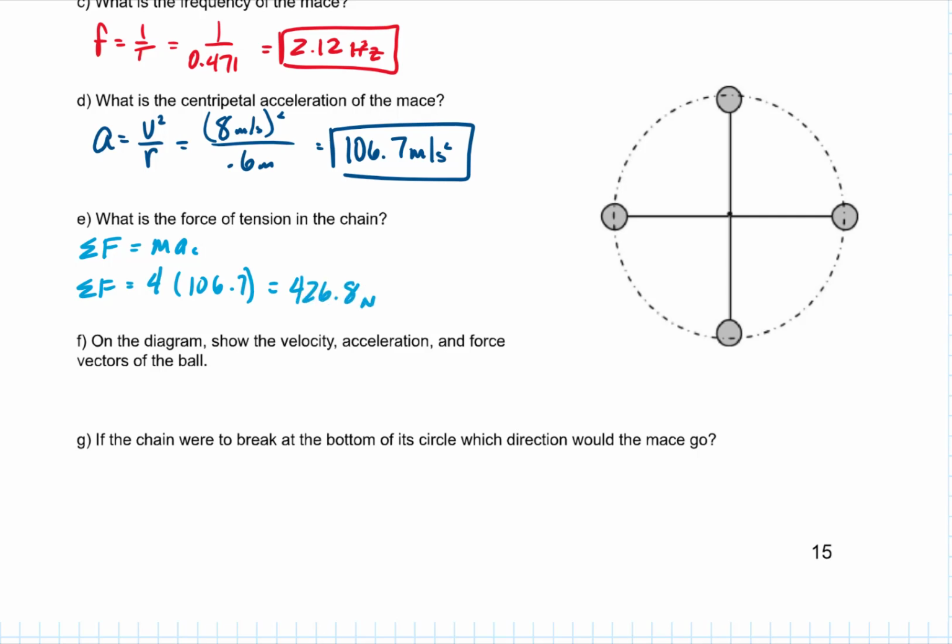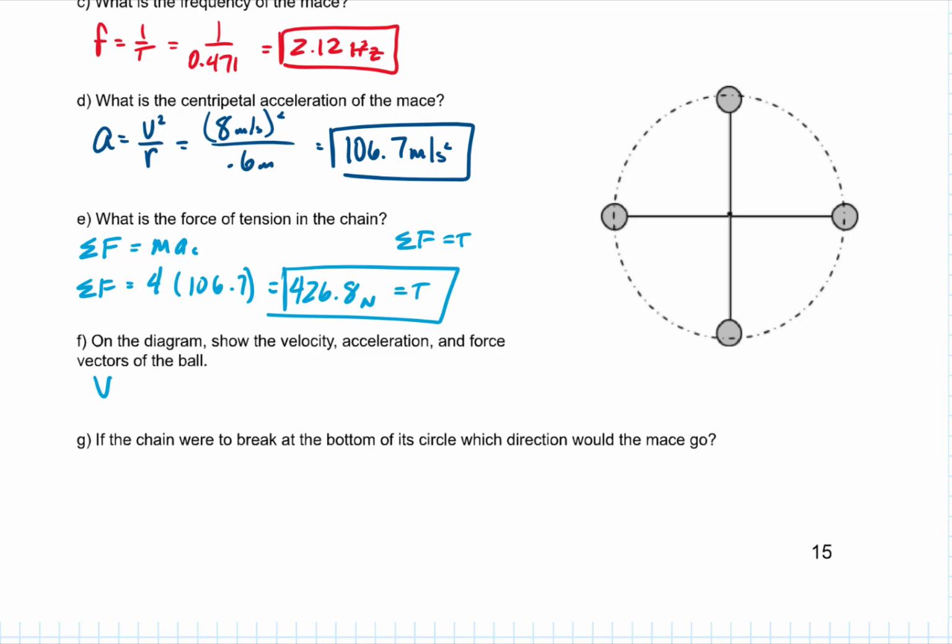Well, the net force is 426.8 newtons, but there's only one force acting on the chain. So my net force is also the force of tension. So what I found for my net force, 426.8 newtons, is equal to the tension on the chain.